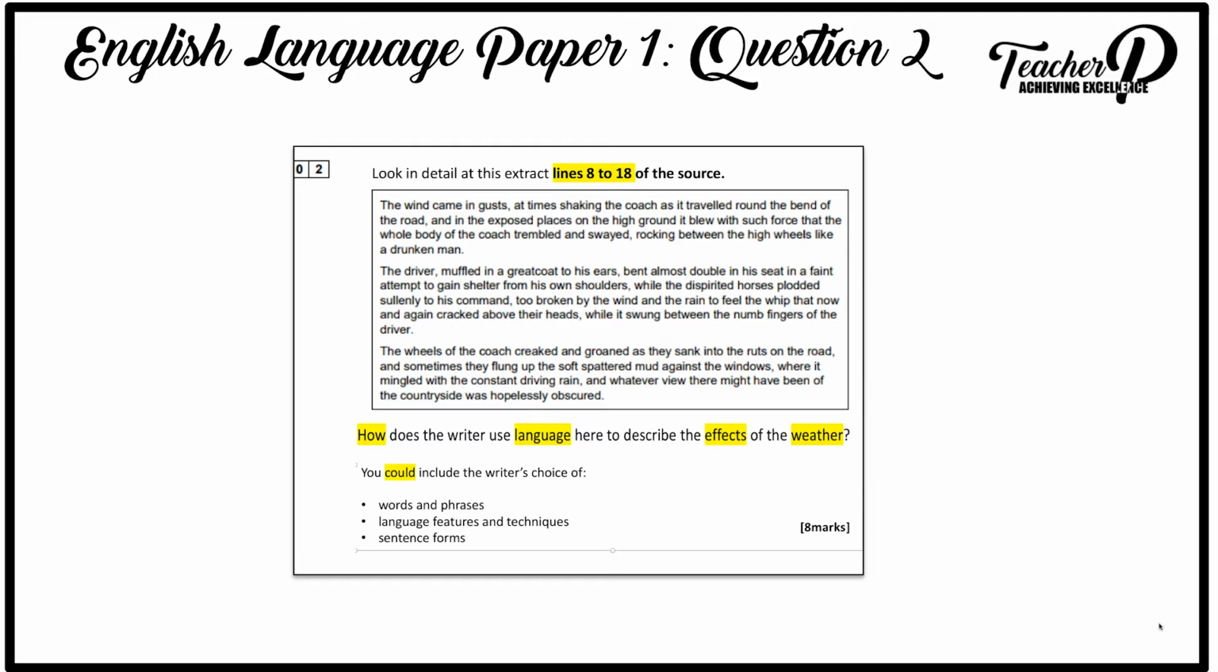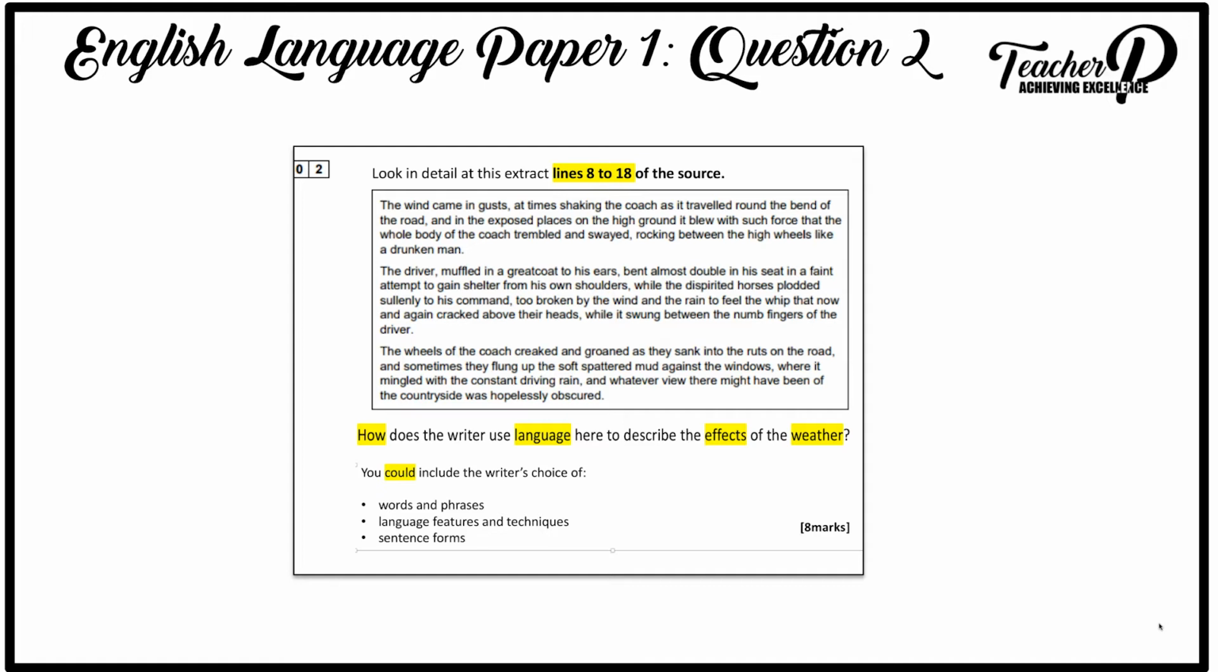The exam board also provides bullet points as a helpful reminder of the sort of features that you can use in order to build your response. So it says you could include the writer's choice of words and phrases, language features and techniques, and sentence forms. However, please note the word could, which has been highlighted, as there is no requirement from the exam board for all 3 bullet points to be covered, as they say it's just a guide. Remember, you'll be credited for any worthy responses that address assessment objective number 2.